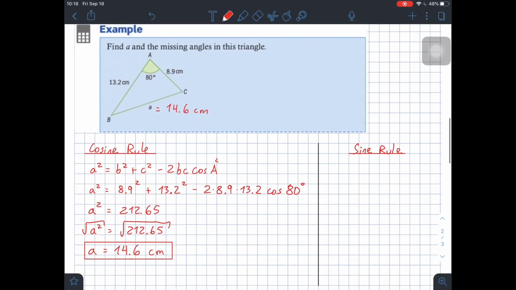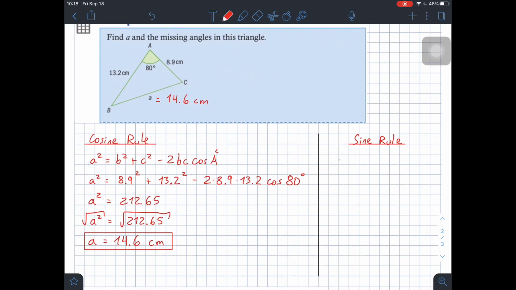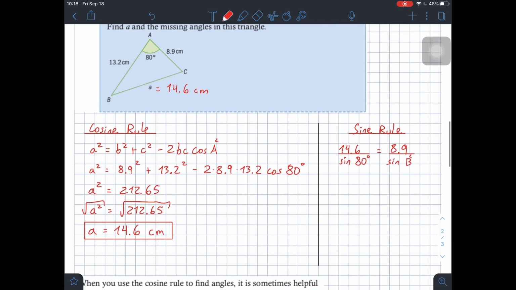If we apply the sine rule, I can use, for example, this pair of values, angle A and side A, and relate it with this pair of values to find angle B. So side A, which is 14.6, is to sine of angle A, which is 80 degrees, as side B, 8.9, is to sine of angle B. You already know how to solve it, so I'm going to put the answer directly. Angle B would be equal to 36.9 degrees.